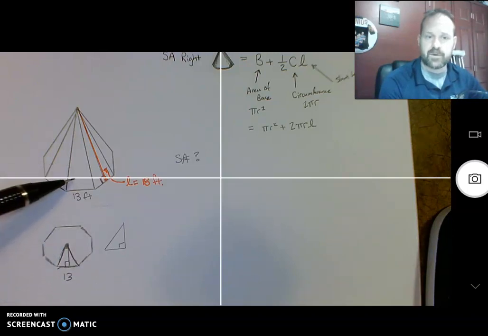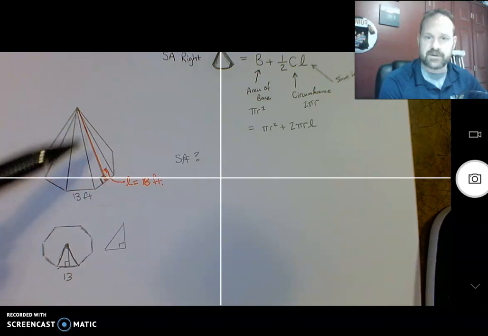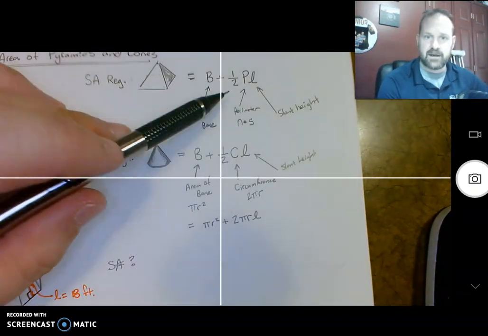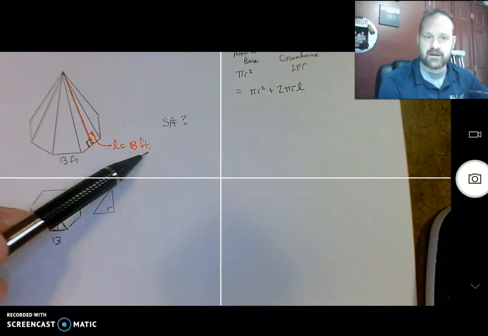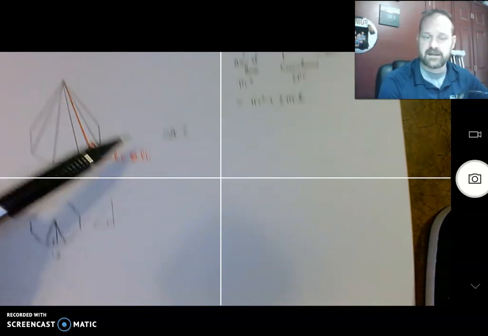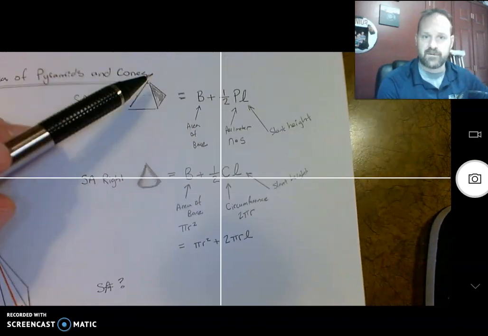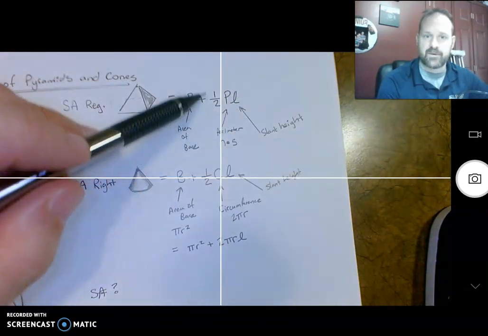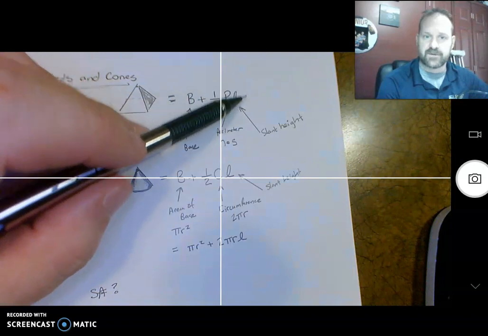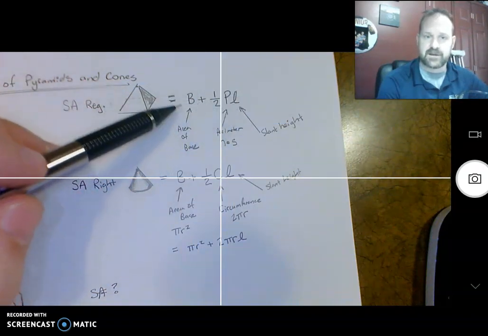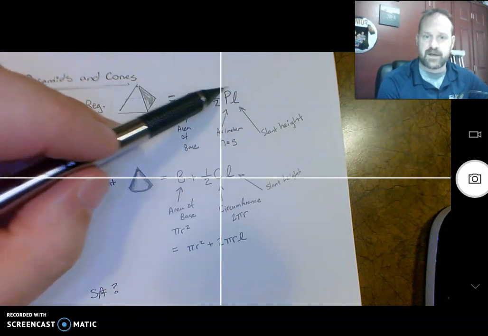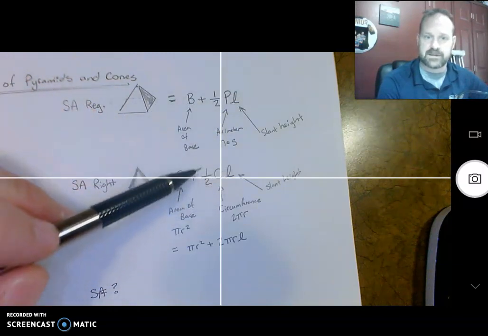Now, if you remember, the latter part of this is easy. This is 1/2 PL. Since I'm given the slant height, all I have for this part is called the lateral surface area. So if you're ever asked for the lateral surface area, this is the lateral surface area. This is the area of the base. If you're ever asked for the lateral surface area on both of these, it's this.